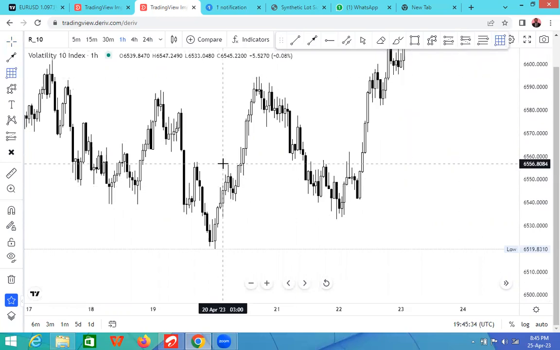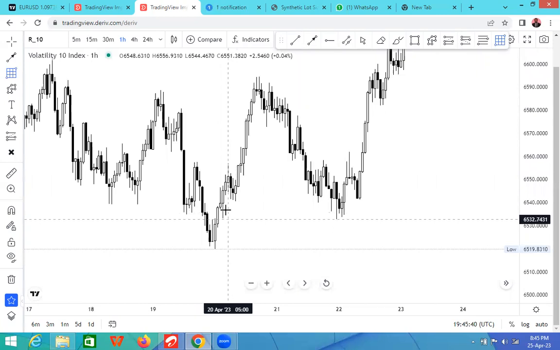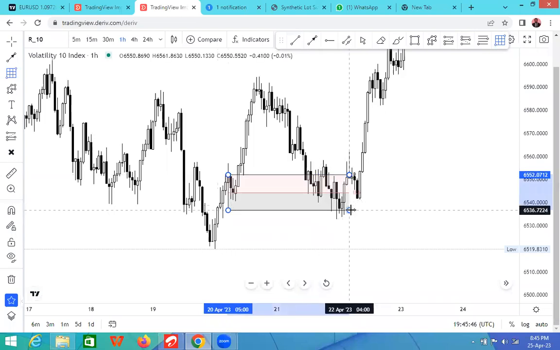If this was on the daily, it would have been better, because this was where the price started and then went down, came down to all of this. This was the low of it. That's where price came, gave you a double top, a double bottom rather, and price rallied away.